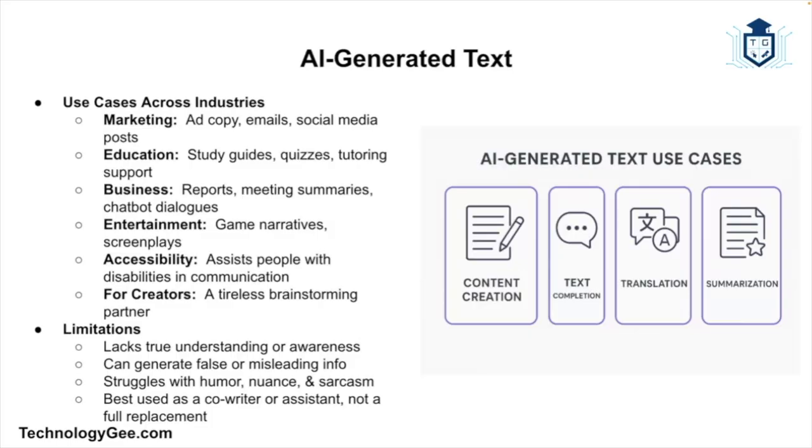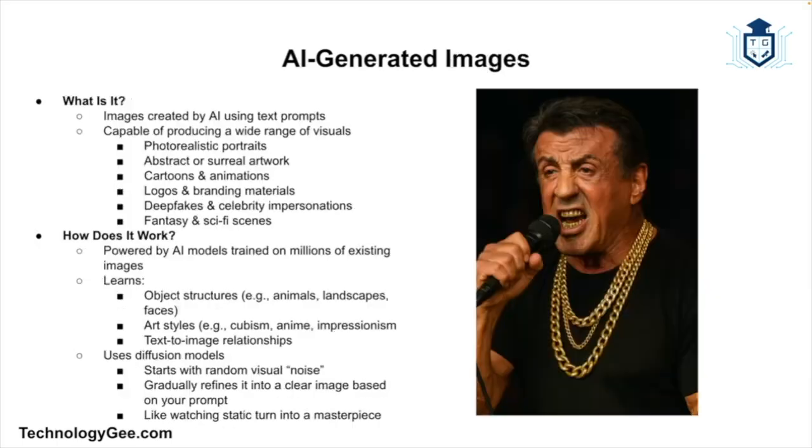But now the question is, can it really replace human writers? Well, not quite. AI generated text can sound impressive, but it does have its limitations. It doesn't understand what it's writing. It can produce false or misleading information, and it struggles with humor, sarcasm, and nuance. So in short, it's a powerful assistant. It's not a perfect author. So think of it as a co-writer who's read everything that was ever written, but doesn't know what's true or what matters most. Now let's talk about AI generated images.